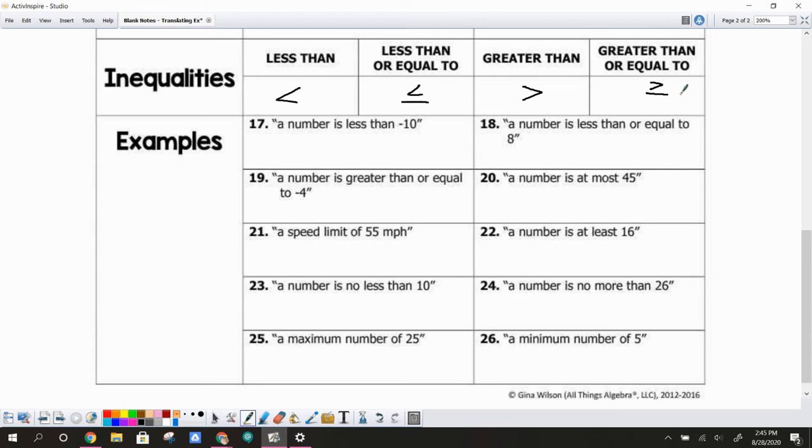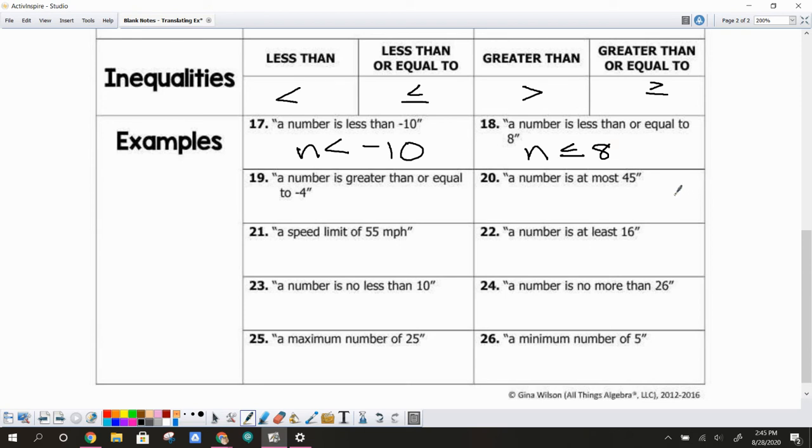So number 17 says a number is less than negative 10. So a number, n, is less than negative 10. Okay, so these ones literally just tell you what symbol to use most of the time. So there's not too much you have to read into, except for the whole part about setting up the expression. So instead of just having is showing equals, they're going to tell you what inequality to use. So for number 18, it says a number is less than or equal to 8. So we have a number is less than or equal to 8.